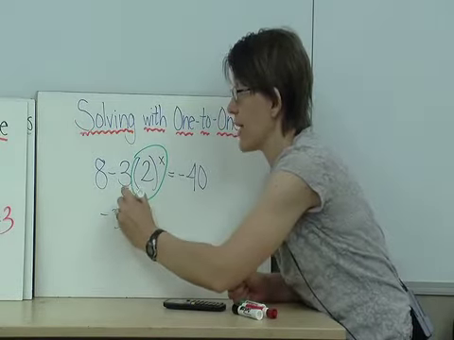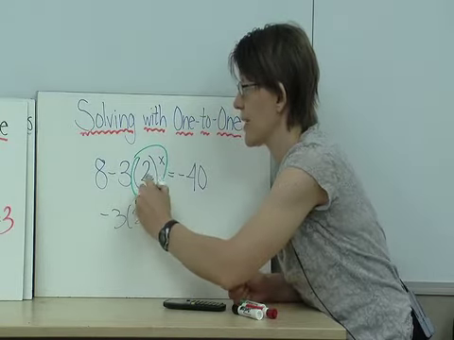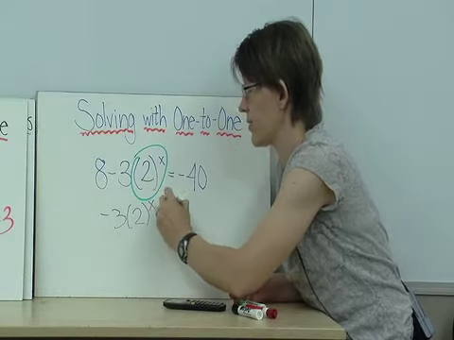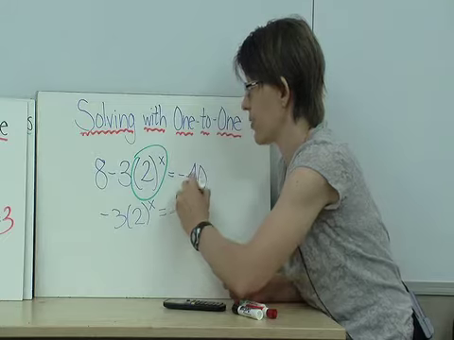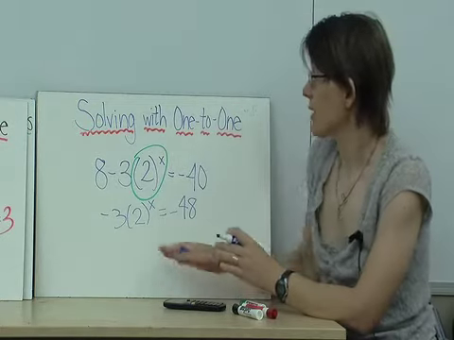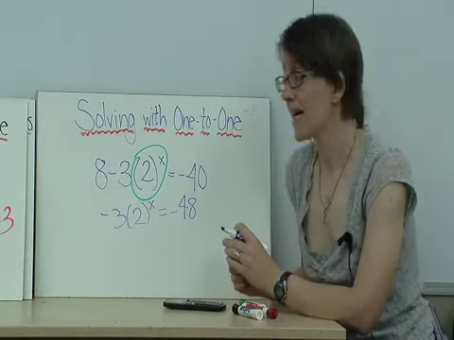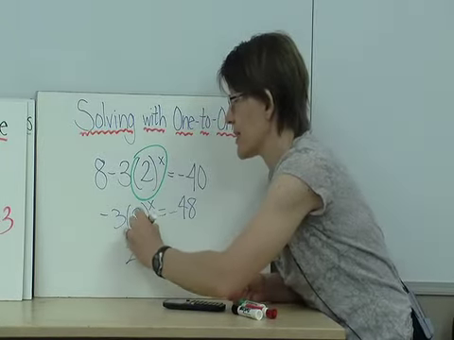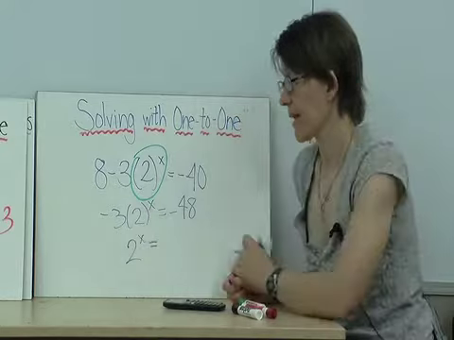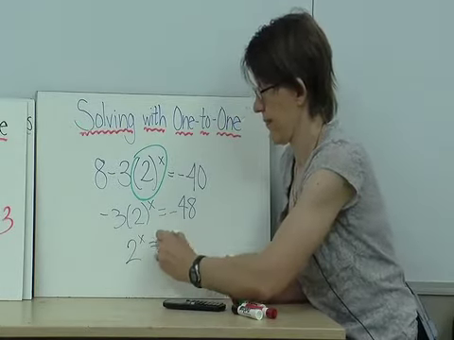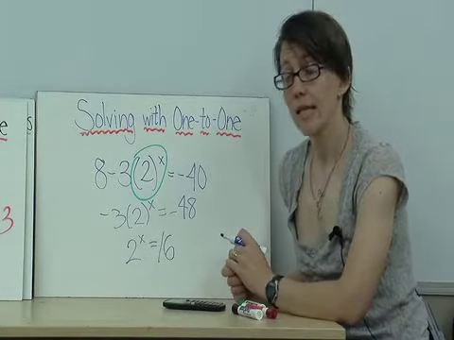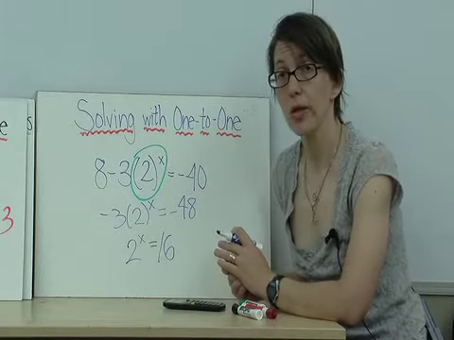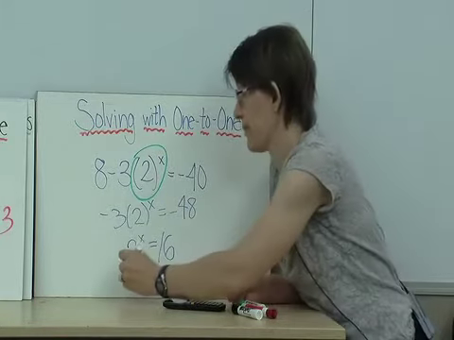I get -3 times 2 to the x power equals -48. Then I'll divide both sides by -3. -48 divided by -3 is 16. And 16 is 2 to the 4th power.